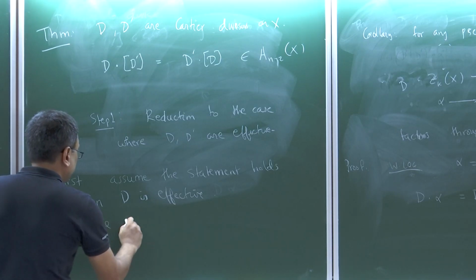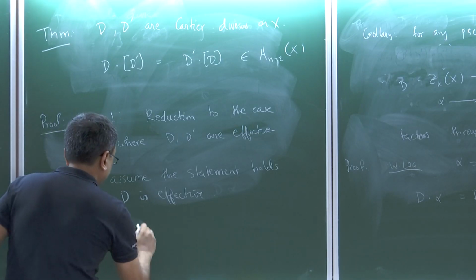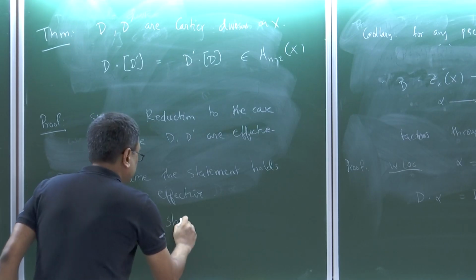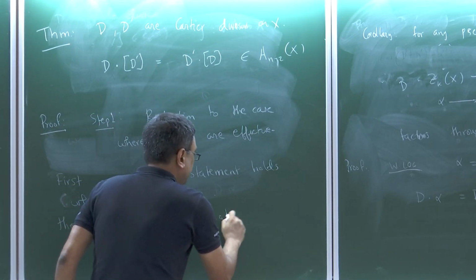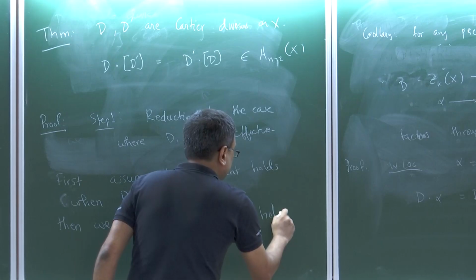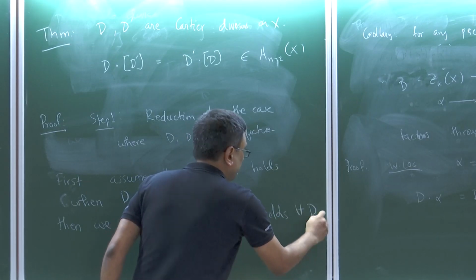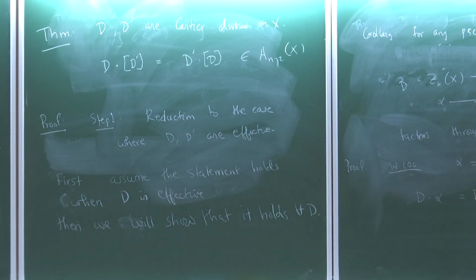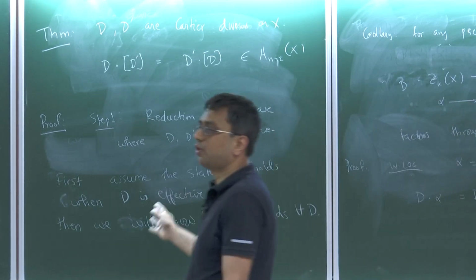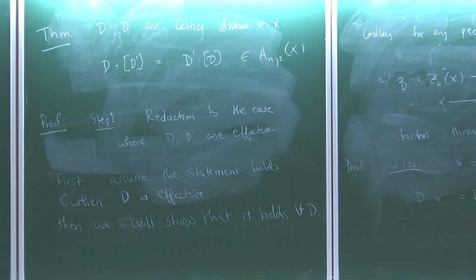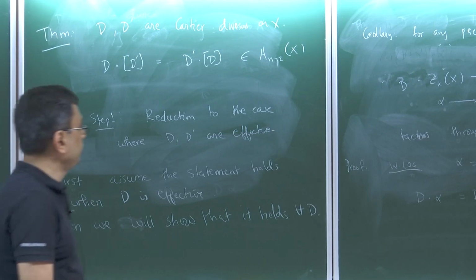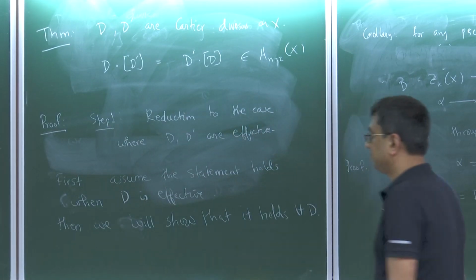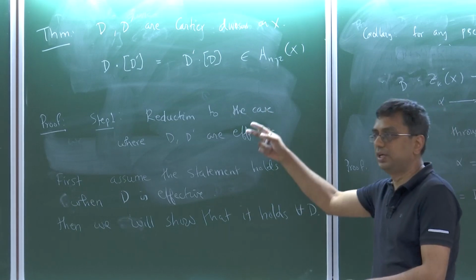So then we claim, then we will show that it holds for all D. Okay, so if I show that for effective D the statement is true, then it is true for all D, which means I can focus my attention on proving it in the case when D is effective. Okay, so a similar reduction we will also make for D prime.